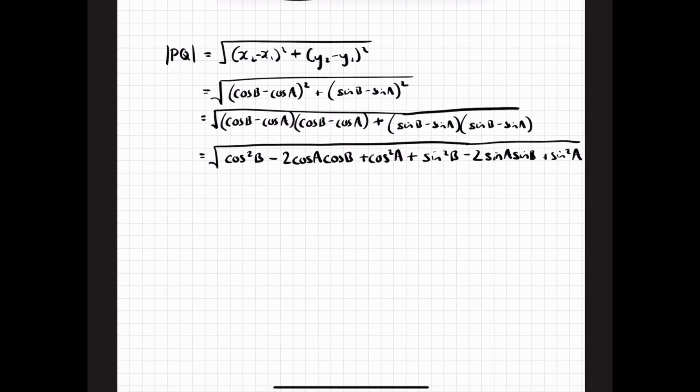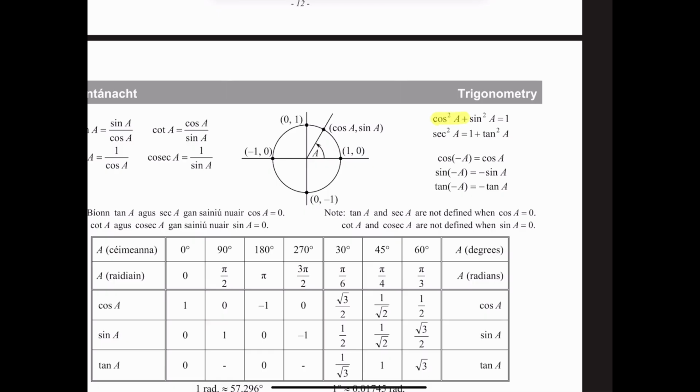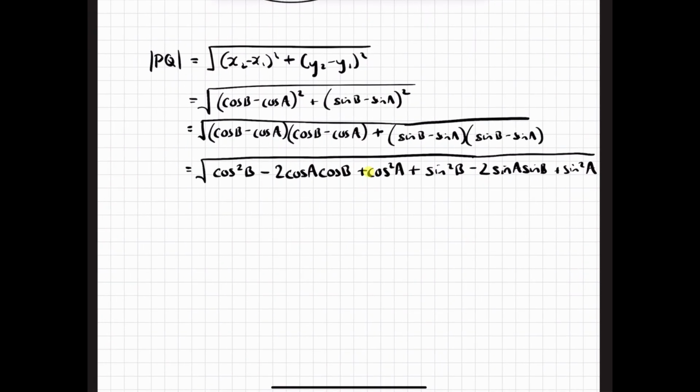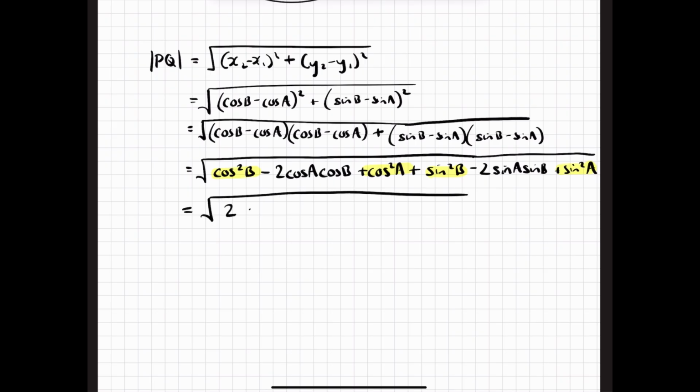So now what we need to do is take a look at our formula booklet. This guy here, cosine squared plus sine squared is equal to 1. So go back to our little proofs here. We've got a cos squared A and a sine squared A. We've also got a cos squared B and a sine squared B. So they're all going to equal 1. So 1 plus 1 is 2. And then we're going to get 2 minus 2 cosine A cosine B minus 2 sine A sine B.